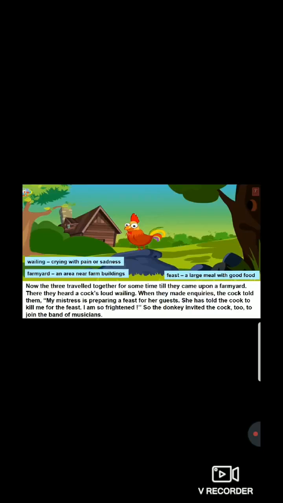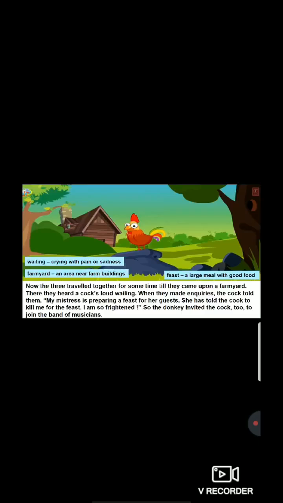Now what happened? There they heard a cock's loud wailing sound, which means the cock is crying with pain, or we can say with sadness. So after hearing the cock's loud wailing, what had the three done? Yes, the three made inquiries about why the cock is crying. So they asked the cock what happened. Now let's see what the cock is saying.